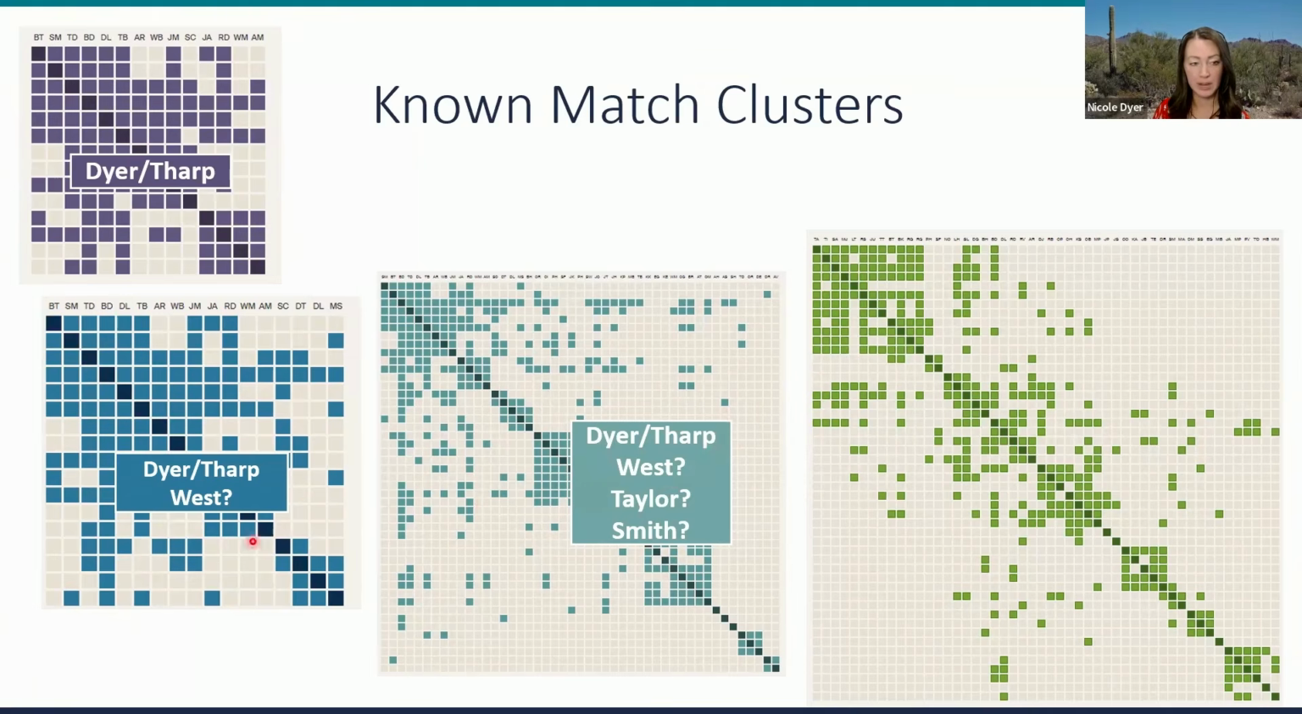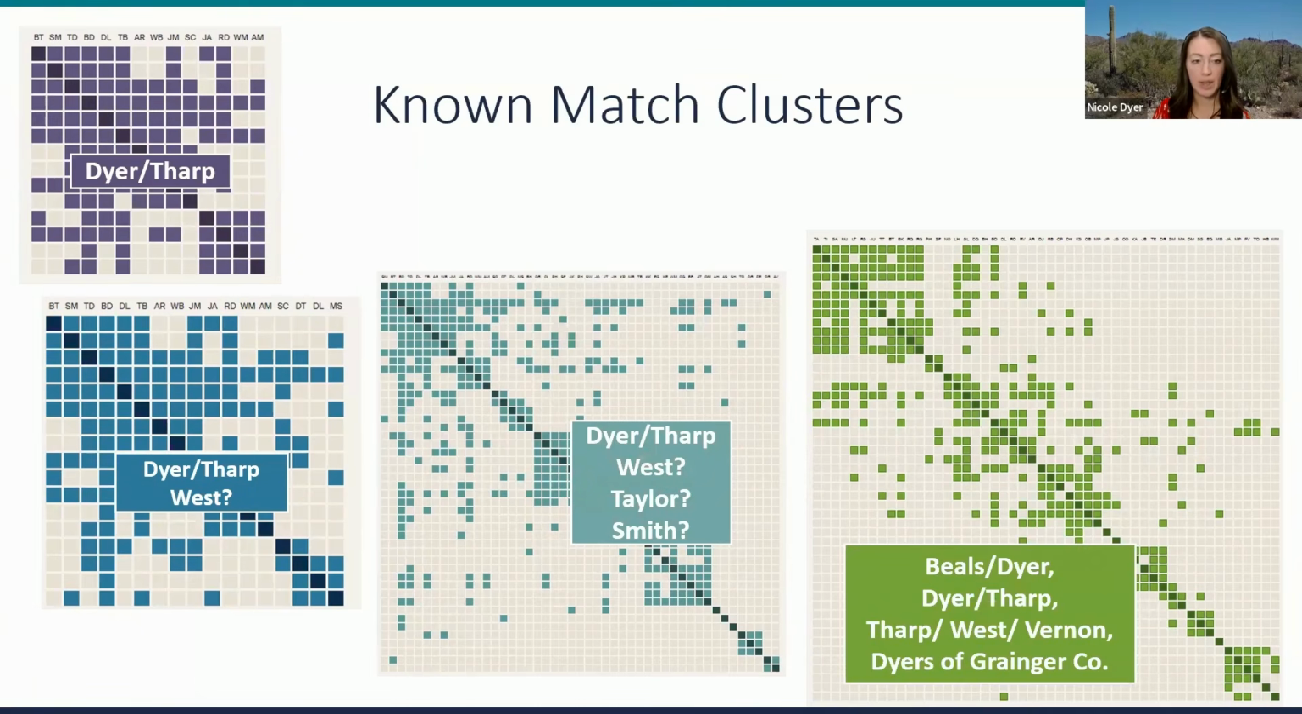But that one West match is still helpful. It's just we want more than one. And then going back to this one, we had several ancestral couples that were able to be identified. We had an interesting regression back to a closer ancestral couple, which is Bathsheba Tharp's daughter, Elizabeth Dyer, who married a Beals.